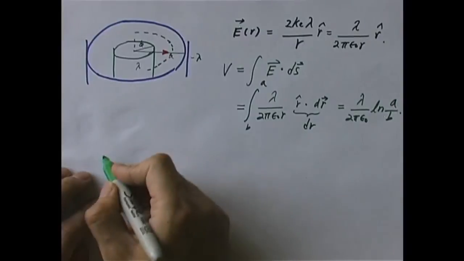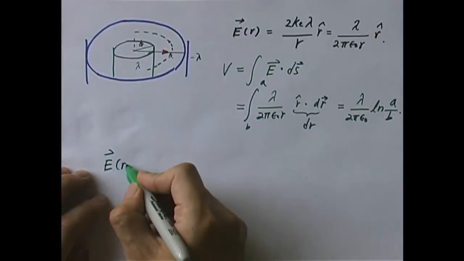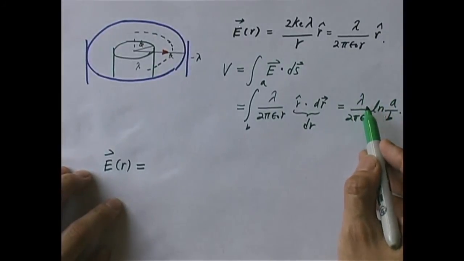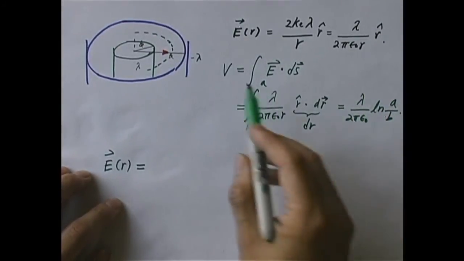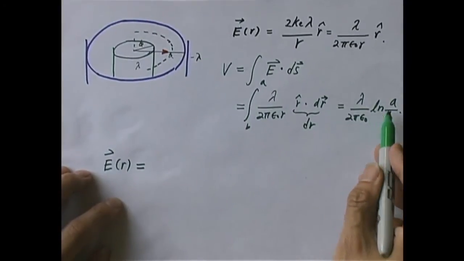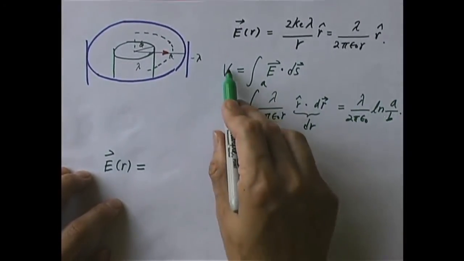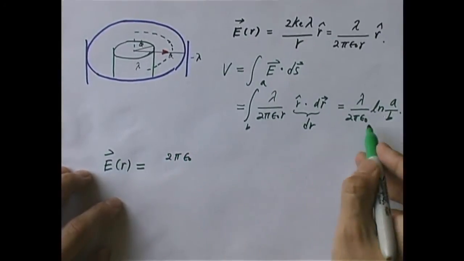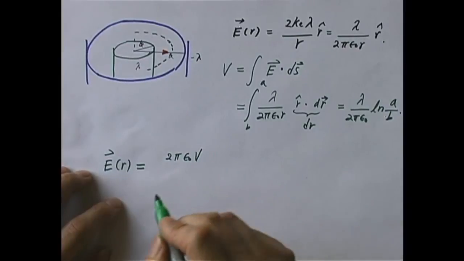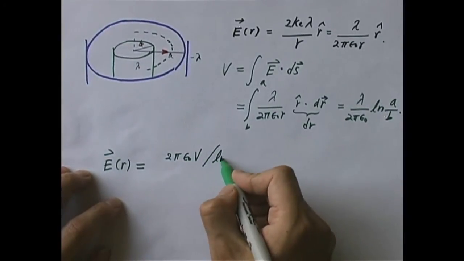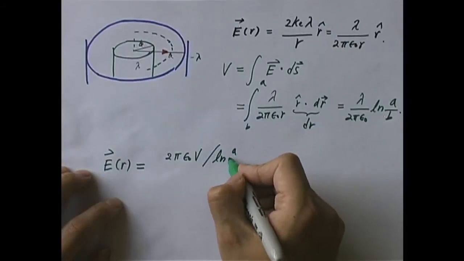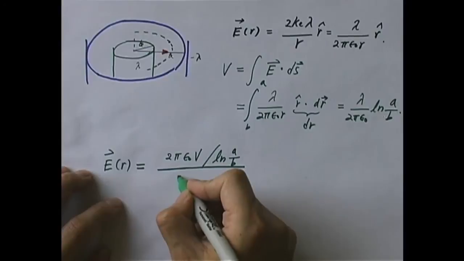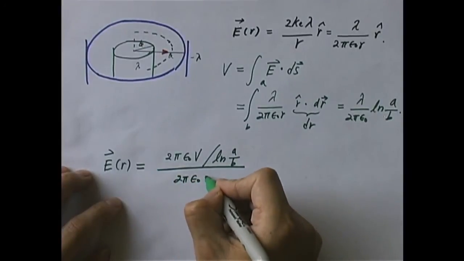So what is E equal to in terms of V, not in terms of lambda? Well, what's lambda equal to? Lambda equals 2 pi epsilon naught times V, divided by this log function. So solving for lambda from here gives 2 pi epsilon naught times this V divided by the natural log of a over b. That's lambda right here. And then divide this thing by 2 pi epsilon naught r.